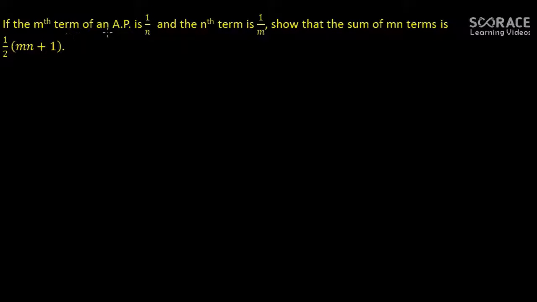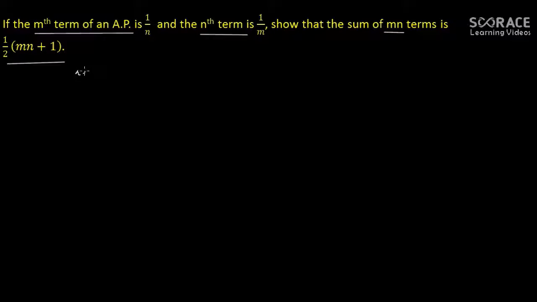If the mth term of an AP is 1 on n and the nth term is 1 on m, show that the sum of mn terms is half of mn plus 1. In this question, we have given the mth term of an AP as 1 on n and the nth term of an AP as 1 on m, and we need to show the sum of mn terms is half of mn plus 1. So we do not have any first term and common difference for this AP.